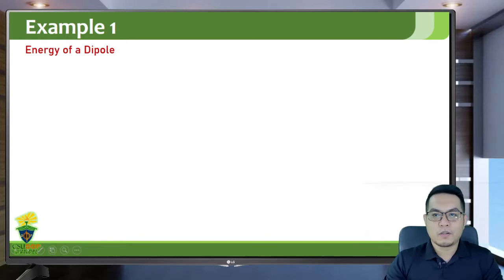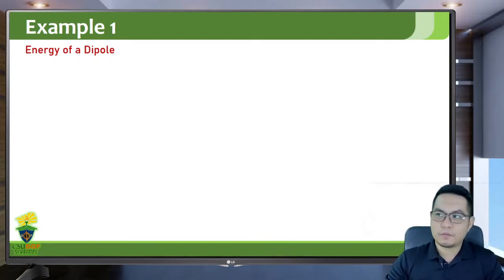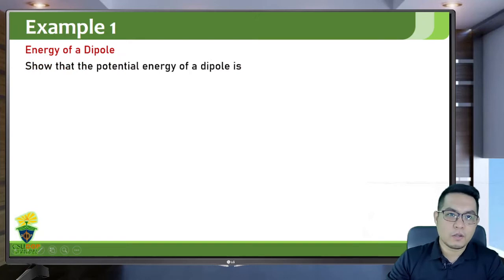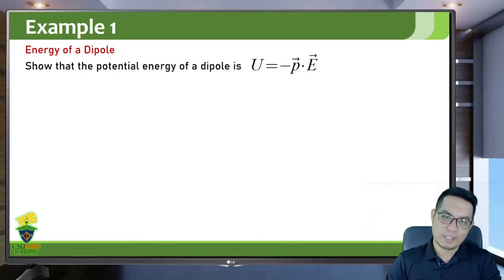Okay, so if a dipole can rotate, it means it has a rotational kinetic energy. And rotational kinetic energy basically comes from the energy of a dipole, or the potential energy of a dipole. The potential energy is just converted into kinetic energy for the rotation. So for this example, you are asked to show the potential energy of a dipole is negative P dot E.